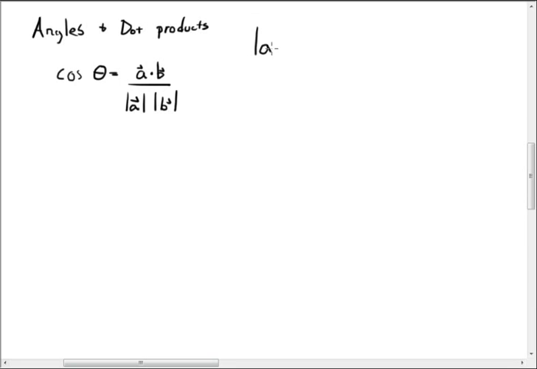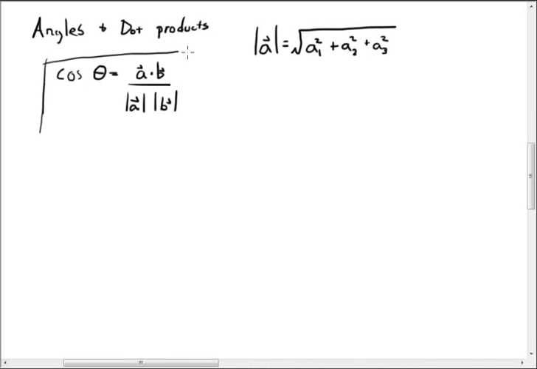Magnitude of vector A is equal to the square root of A1 squared plus A2 squared plus A3 squared. And if you have larger vectors, like with 4 components or 5 components, it just keeps on going out, plus whatever component that is squared. It's basically like a 3-dimensional distance formula in this form. So this is something that you need to memorize for your tests.